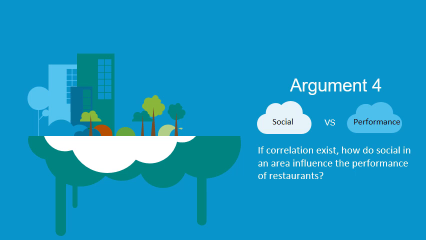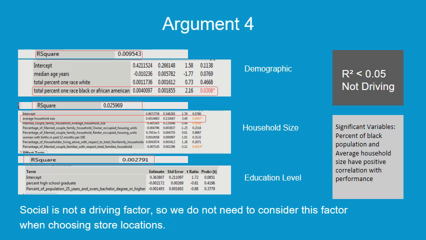Then comes the question of whether there is a correlation between social-related variables and performance. We use the same way to figure that out, but in this part, we separate the social-related variables into three parts. The first part is demographics, which is about the residents' age and race. The second part is household size, the variables about household size for the residents in the vicinity. And the last one is the education level.